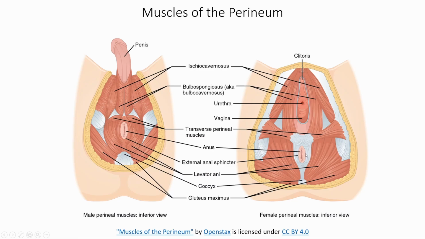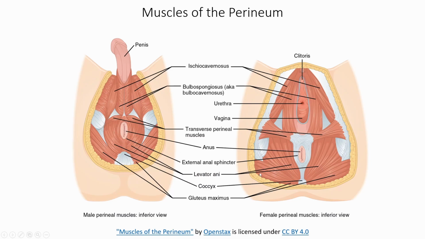The anus, the external anal sphincter, so this is a muscle that would wrap around the anus, right? It's kind of hidden by ligaments here in the female side, but what this is going to do is going to give you some control over, like if you were to use the bathroom, this would give you some conscious control over that.